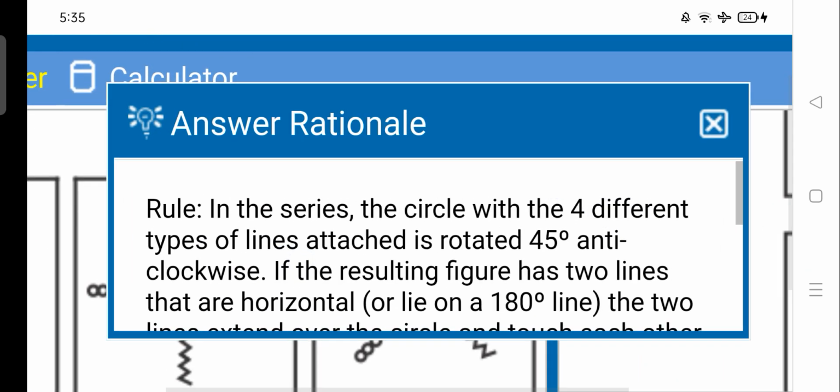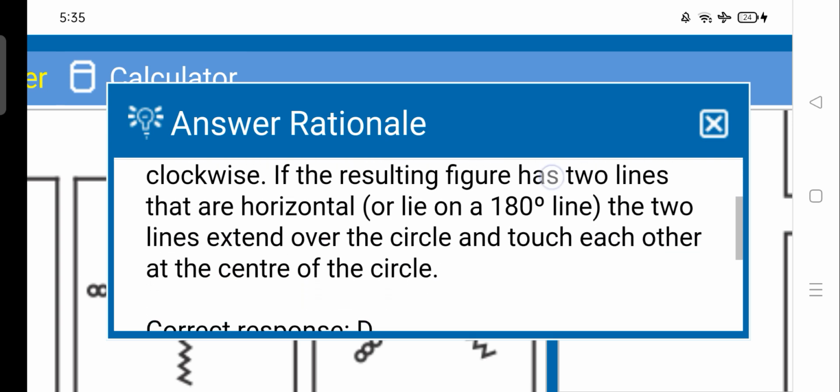So the rule for this: in the series, the circle with the four different types of lines attached is rotated by 45 degrees anti-clockwise. If the resulting figure has two lines that are horizontal, the two lines extend over the circle and touch each other at the center of the circle.